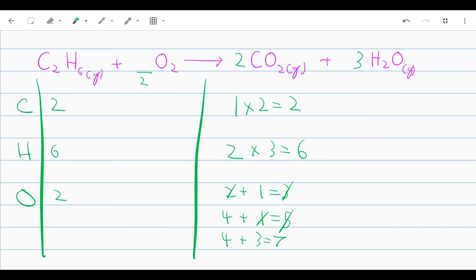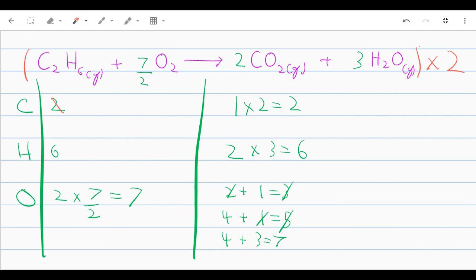Now, if I just have 1 oxygen there, can I get it up to 7? Yes, I can. So if I make it 7 halves, it will give me a 7 over here. Now, like I said, we don't like this in chemistry. We like it to have whole numbers. So how do I get rid of a 2 in a fraction? Well, I'm going to multiply everything by 2. If I multiply the entire equation by 2, everything will still stay balanced.